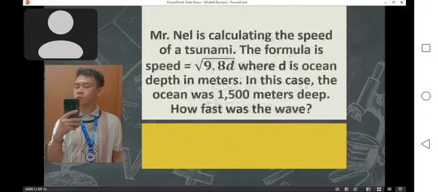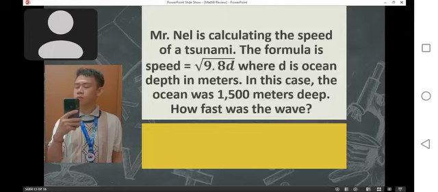Next, Mr. Nell is calculating the speed of a tsunami. The formula is speed is equal to the square root of 9.8 meters per second squared times the distance, where this is ocean depth in meters. In this case, the ocean was 1,500 meters deep. How fast was the wave?